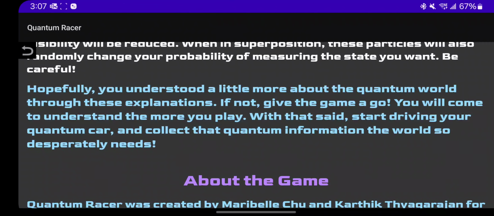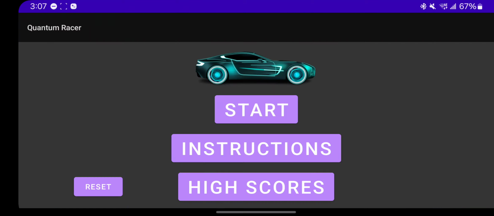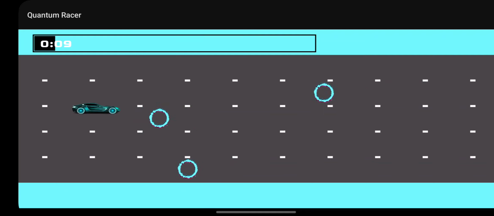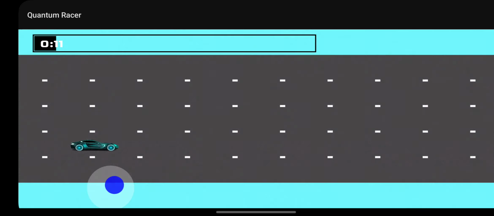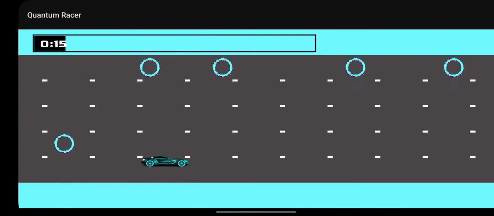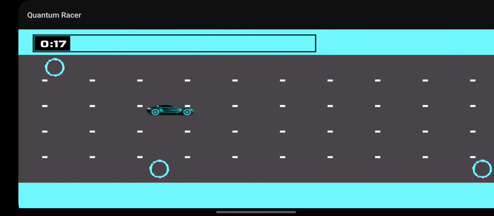Now, hopefully you've understood the quantum world through this explanation. If not, let's walk through the game and see how it works. With that, let's get started. As you can see, these little blue particles are the quantum decoherence particles. I'm going to control my car by trying not to hit them, but let's see what happens when I do hit one. As you can see, the visibility gets reduced and you go into this state of disorientation where your car starts moving more slowly than before.